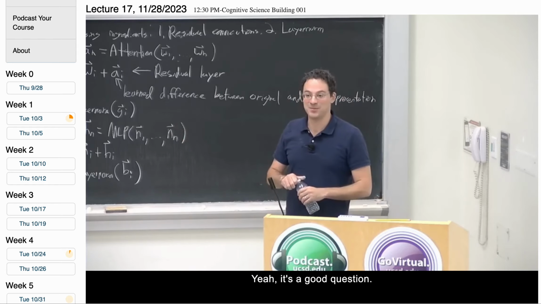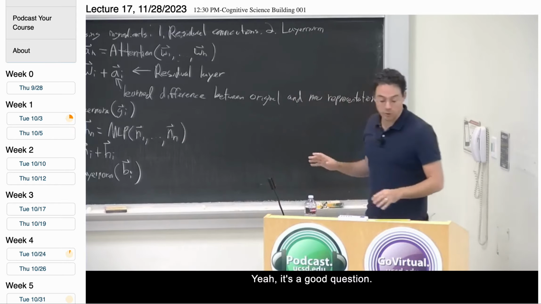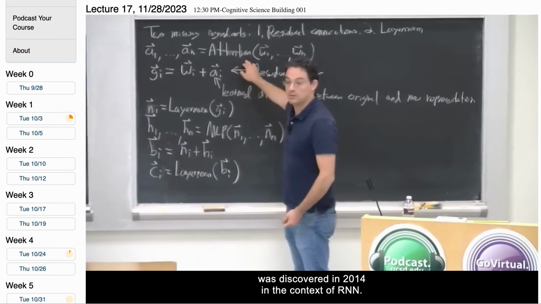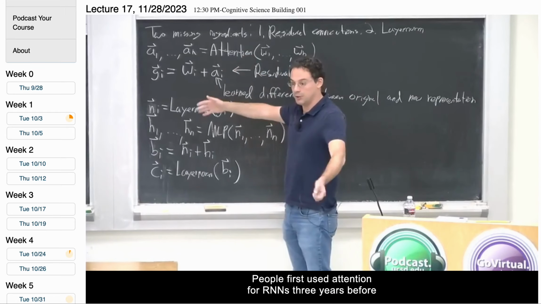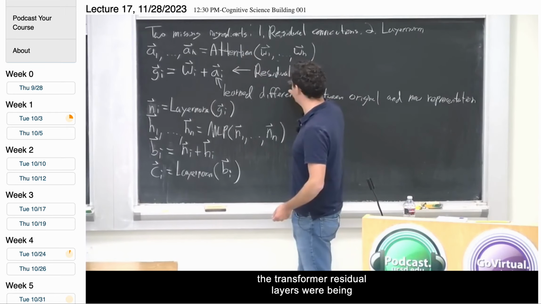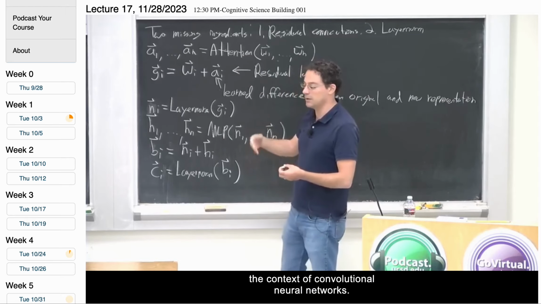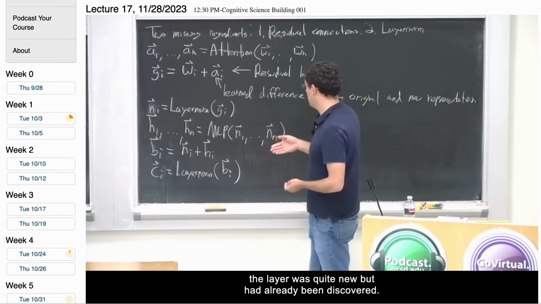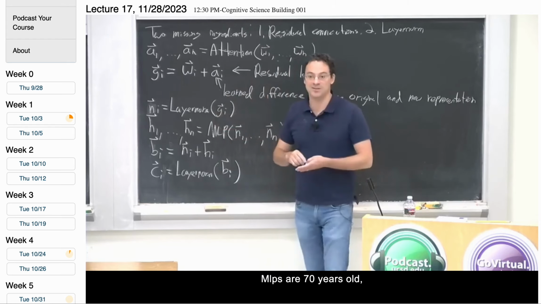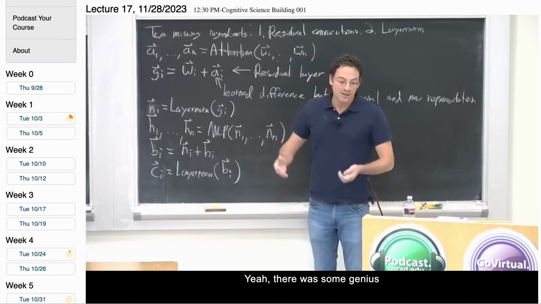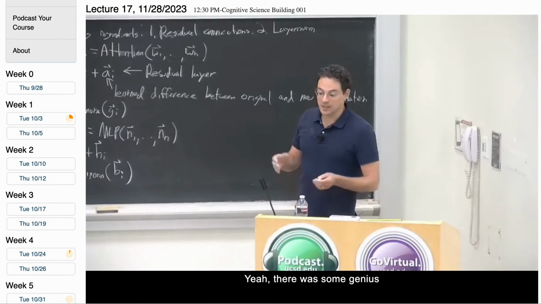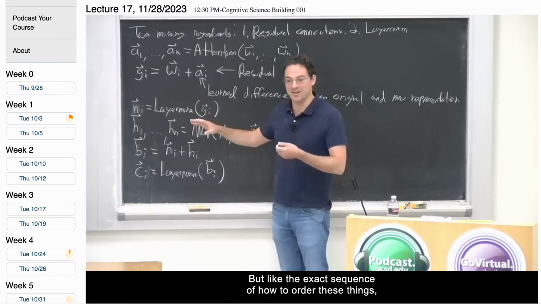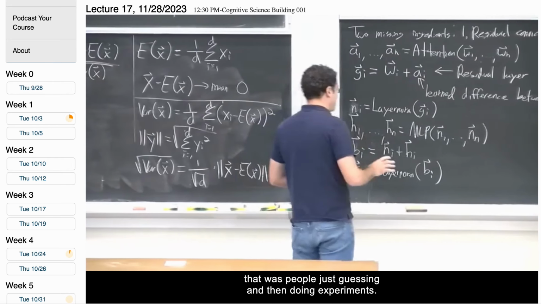Yeah, it's a good question. How do you know where to look? All of the individual components had been discovered previously. Attention was discovered in 2014 in the context of RNNs. So people first used attention for RNNs 3 years before the transformer. Residual layers were being used for vision stuff in the context of convolutional neural networks for a couple of years before that. The layer norm was quite new, but it had already been discovered. And MLPs are 70 years old. So all the individual components were there. There was some genius involved in knowing what to throw at the wall, but the exact sequence of how to order these things, that was people just guessing and then doing experiments.